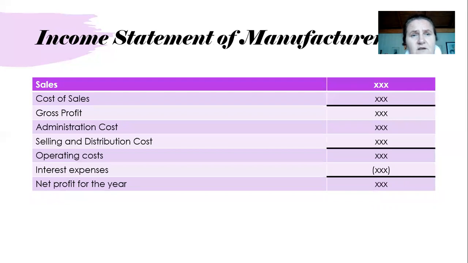So my income statement for the manufacturer, once again, my who, my what, my when must be taken into account. The cost of sales is subtracted from my sales, which gives me my gross profit. Please remember that must be in brackets. Then I'm going to subtract my other operating costs, so the administrative costs and the distribution costs must be subtracted. That gives me my operating profit. And I'm going to subtract my interest expense, which gives me my net profit for the year. And that's it.